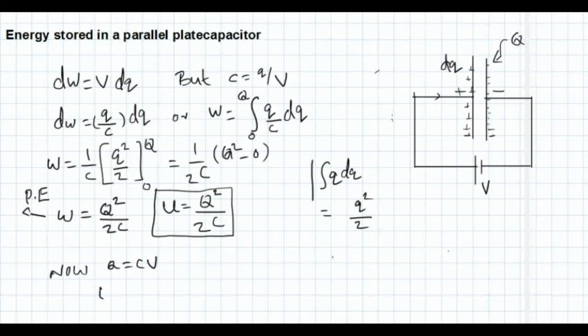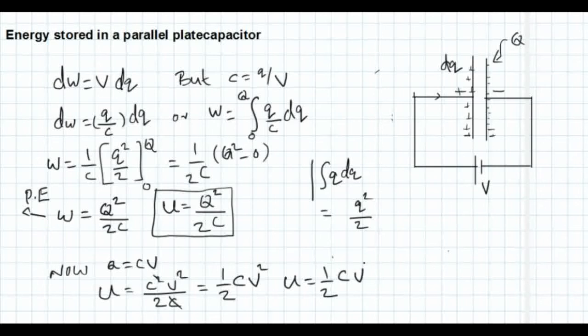But Q is equal to CV from the previous discussion. So Q is replaced with CV, or it is C square V square by 2C. C and C will cancel. Therefore, what is remaining is 1 by 2 into CV square, or half CV square. U is equal to half CV square is another equation for the energy stored in a capacitor.